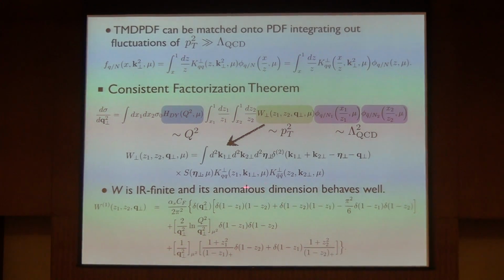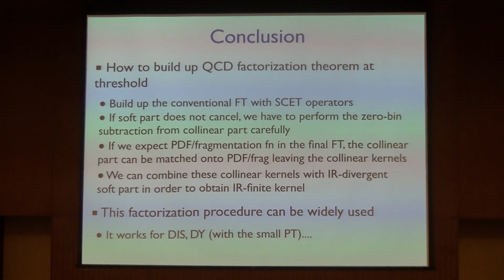Okay. So finally, we can rewrite this factorization theorem for this differential scattering cross section, right? The hard function and the transverse momentum dependent part, which describe the fluctuations of PT. And finally, at the lowest energy scale, we have the two parton distribution functions. So finally, the solution is there.